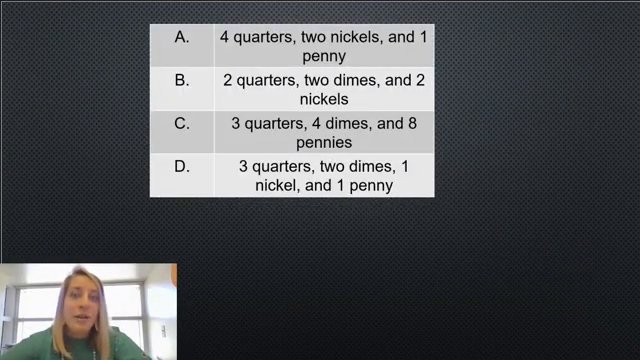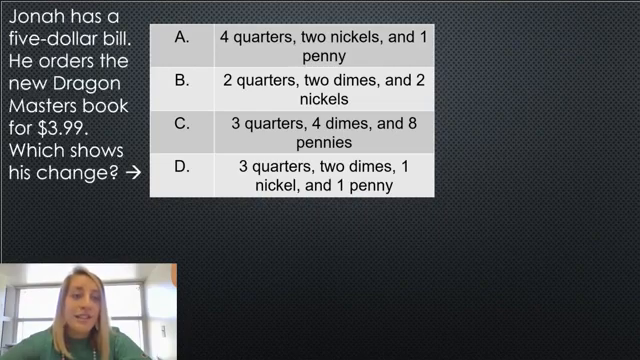All right, let's try one more. This one's a little different. Mr. Engel would have a buzzer going off. Warning, warning. Jonah has a $5 bill. He orders the new Dragon Masters book for $3.99, which shows his change.